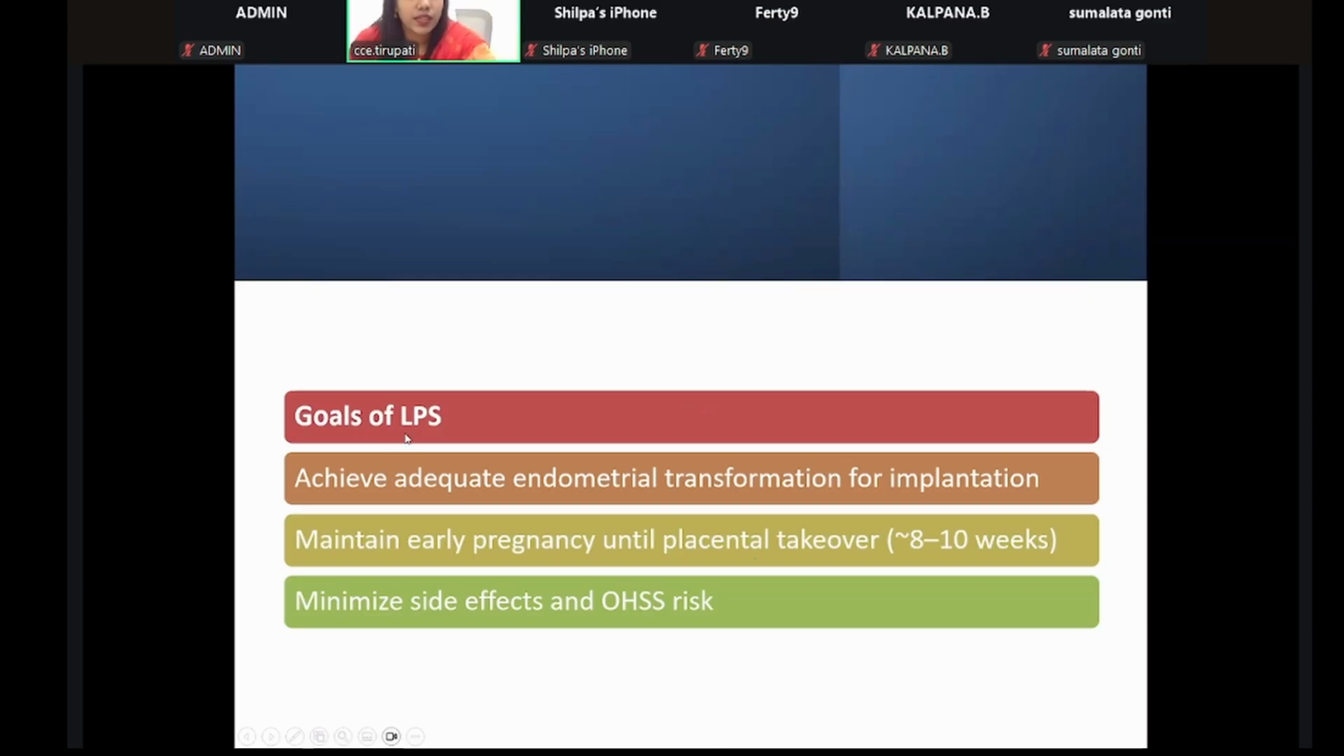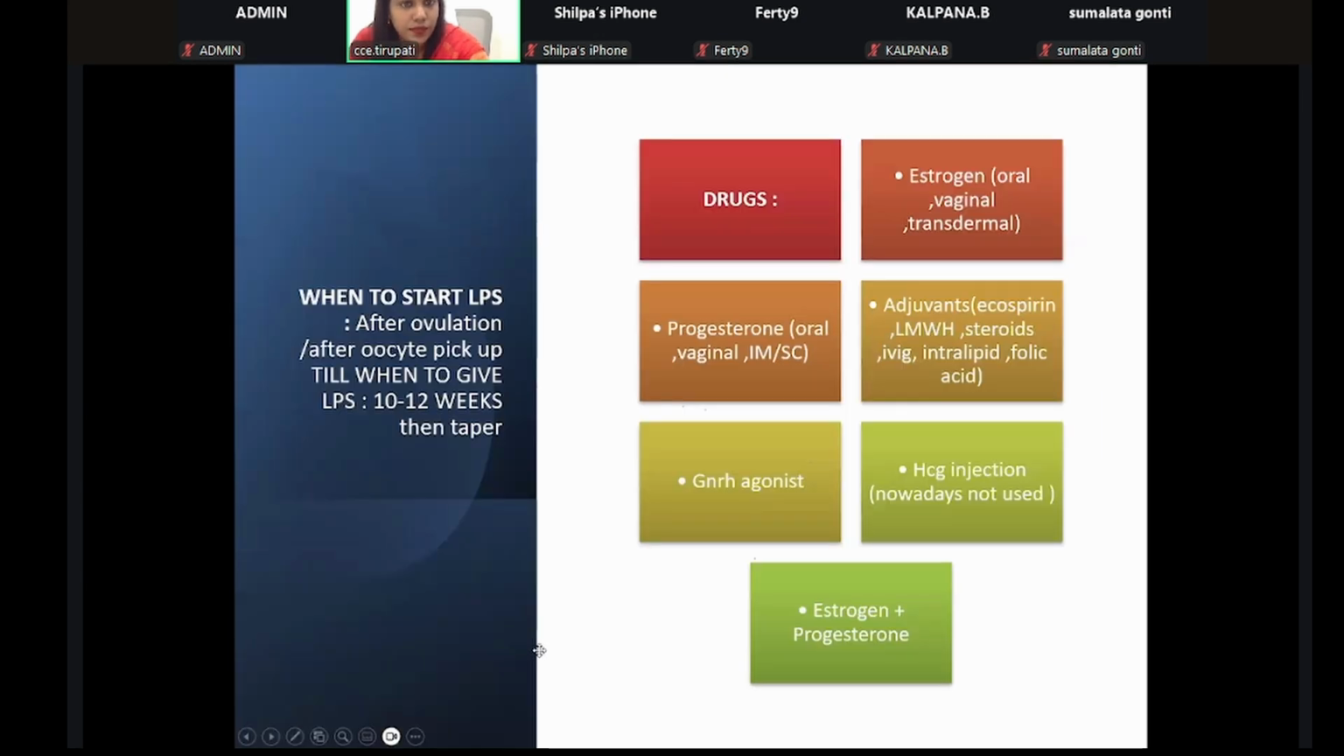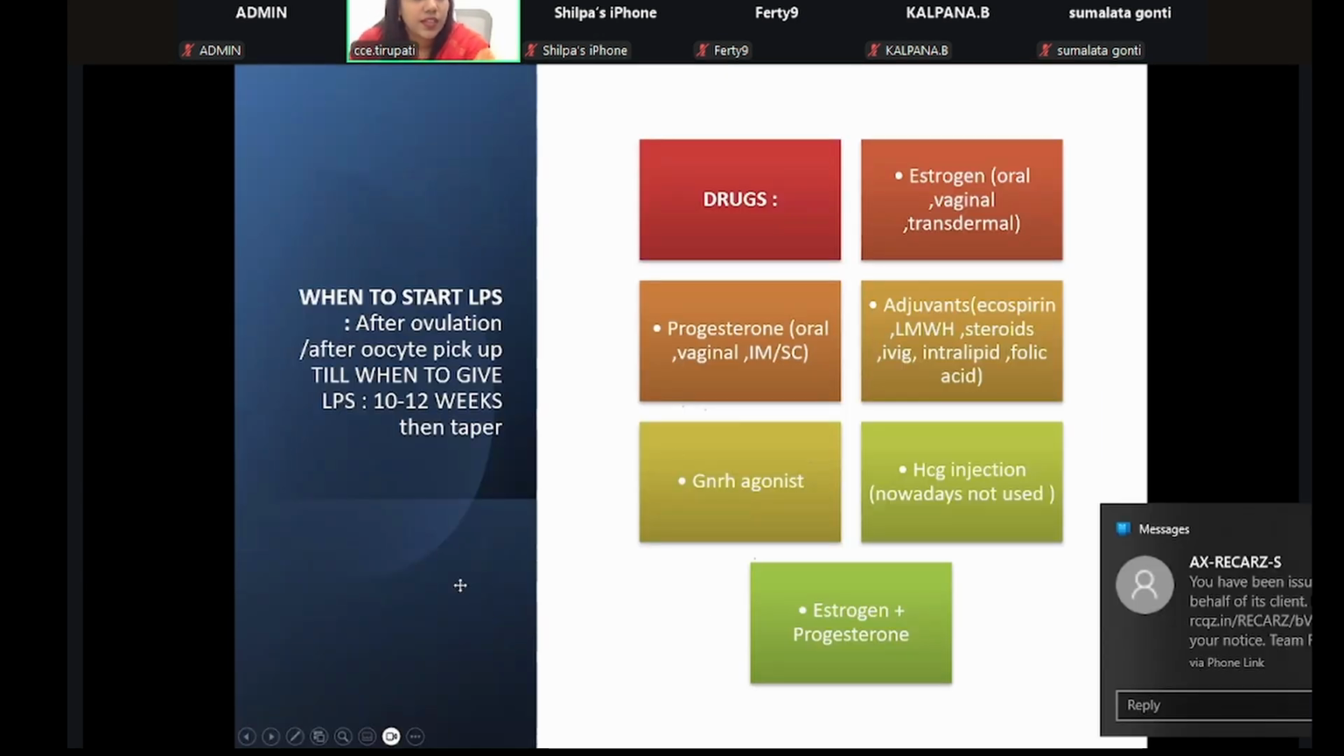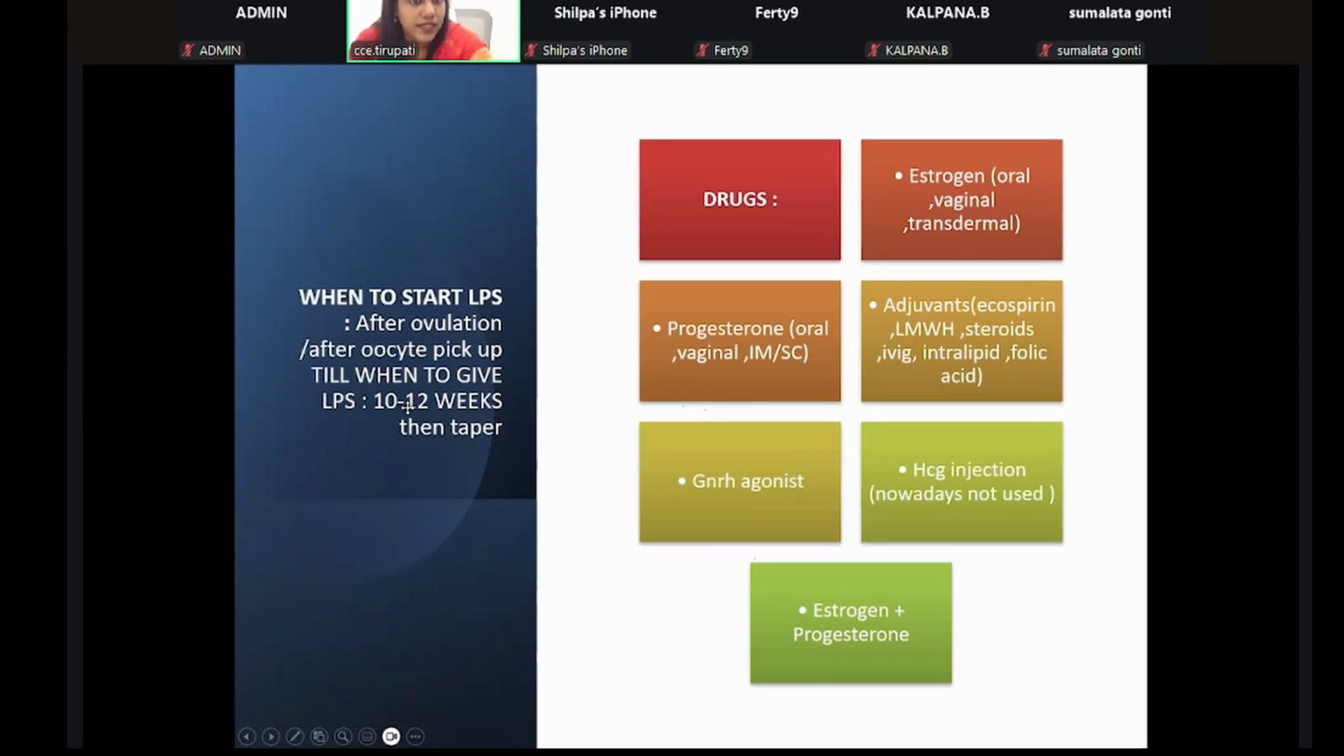So, what is the goal of luteal phase support? The ultimate goal is to achieve adequate endometrial transformation for implantation and maintain early pregnancy until the placenta takes over. Until the luteoplacental shift occurs around 8 to 10 weeks, we need to give luteal phase support. It should be kept in mind that the OHSS risk should be minimal with the luteal phase support we give. So, when to start luteal phase support? It can be started after ovulation or after oocyte pickup in IVF, and we need to give it until 10 to 12 weeks and then taper.